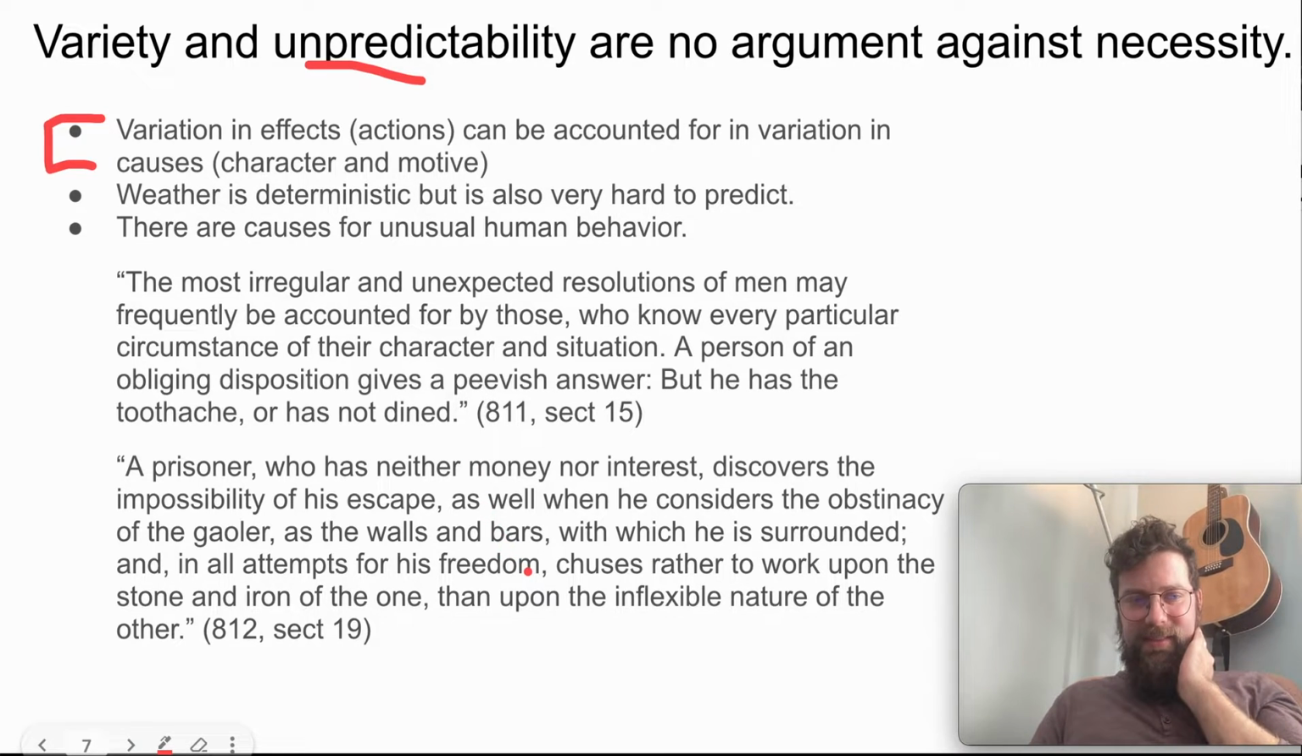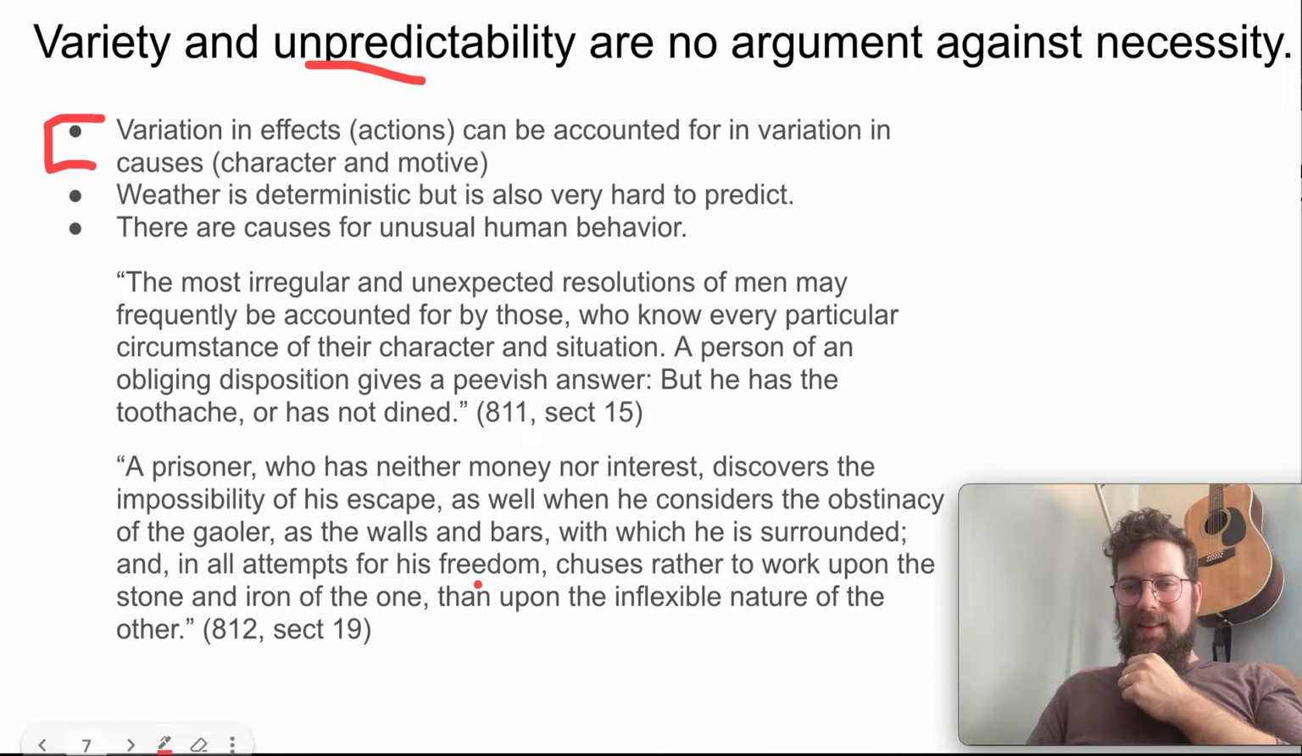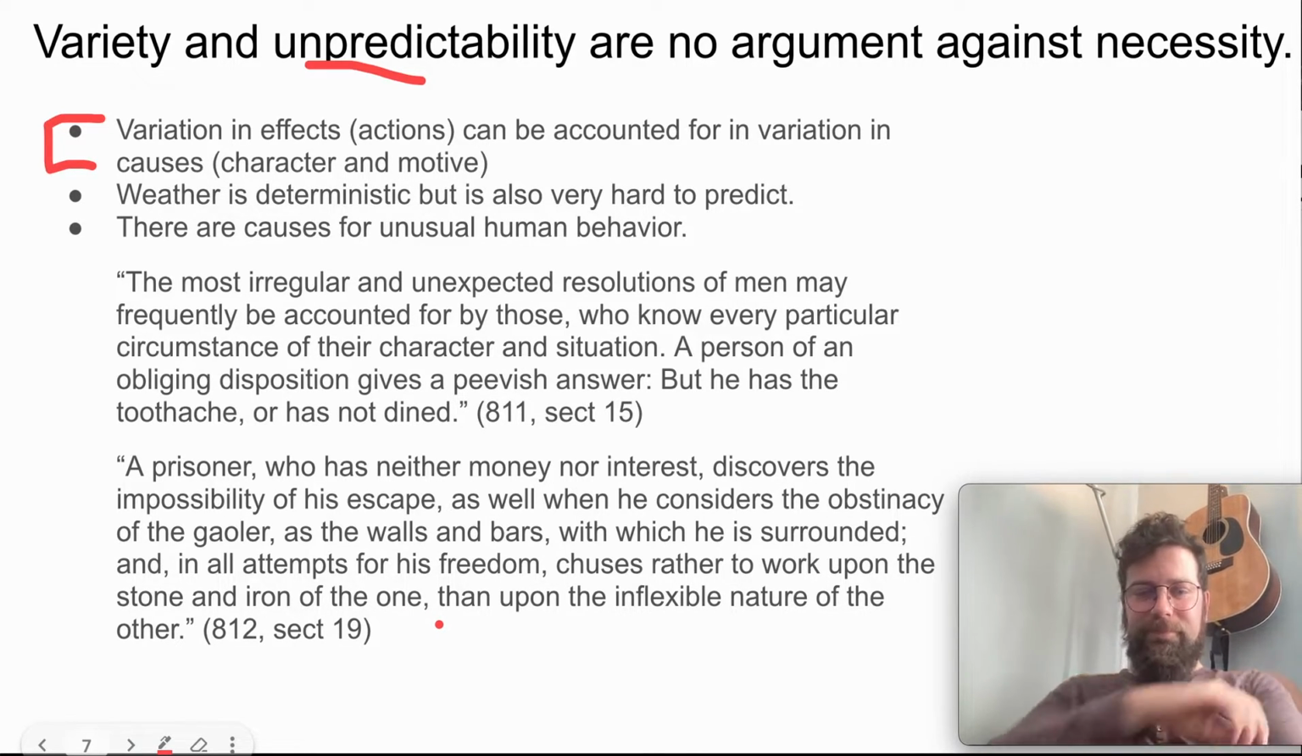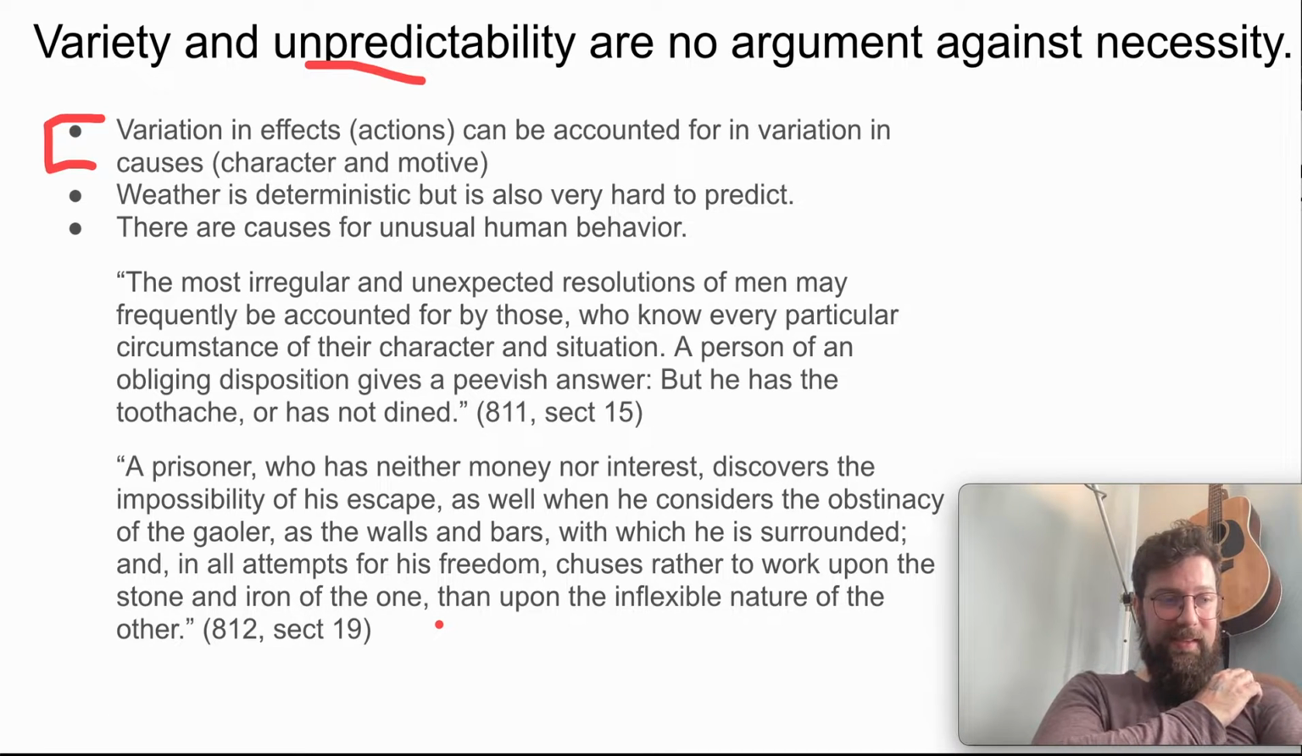And in fact, he says, when this person is attempting to make themselves free from being jailed, they choose to work upon the stone and iron of the walls and bars rather than on the inflexible nature of the other, that is, the jailer. So in this way, Hume says, look, you believe that stone and iron are predictable in the way that they behave? Well, we think about people in that way too.